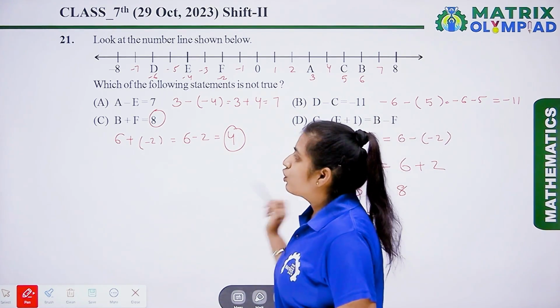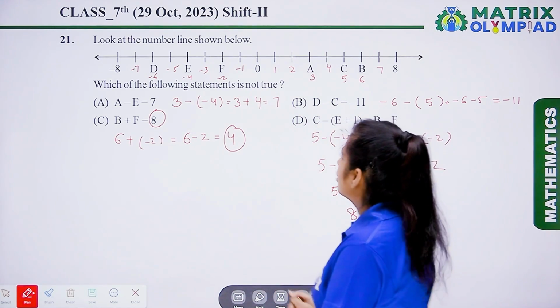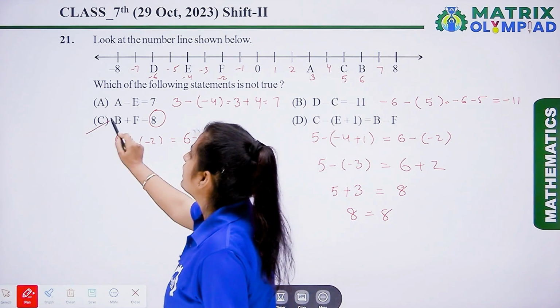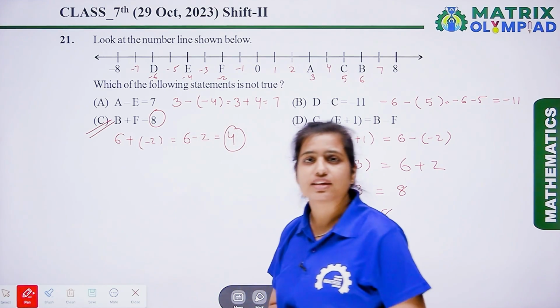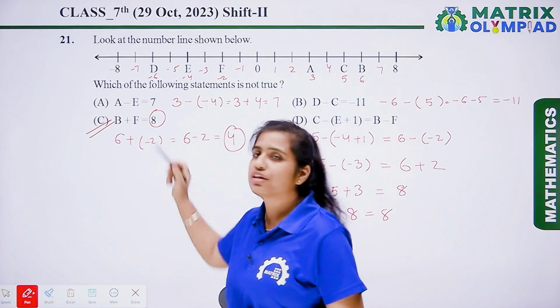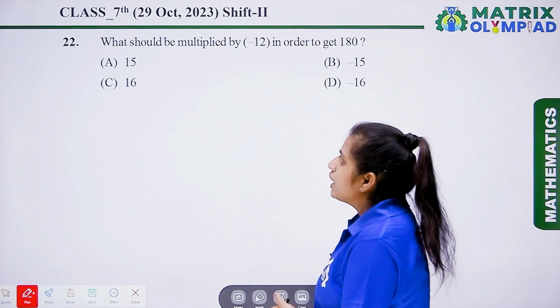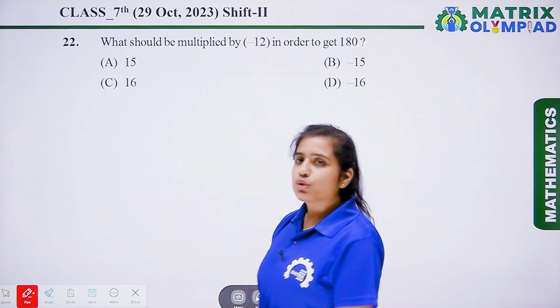Now, according to the question, we have to find out the incorrect statement. So option C is the correct answer according to the question because the answers of these two are different. So option C is the correct answer. Now, the next question is question number 22.